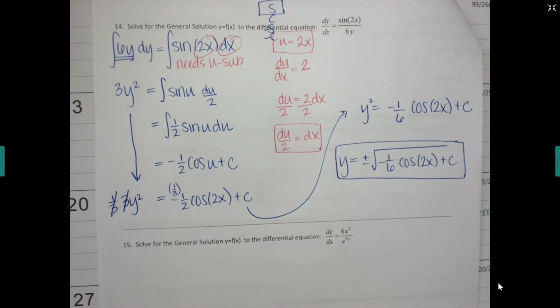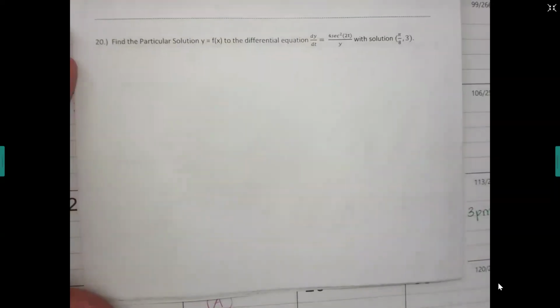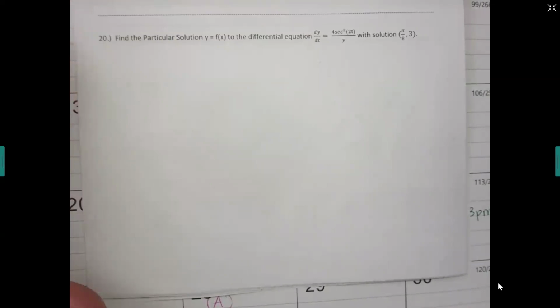Okay, go ahead and do your separation. Or actually, we've already done a few. Let's do 20 instead. We've already done some e's. So never mind, I picked number 20. Okay, first thing, I noticed my y is on the bottom. How am I going to move it across to the other side?